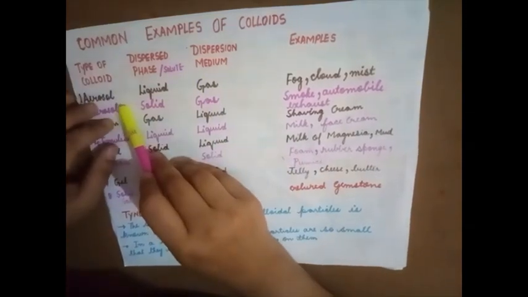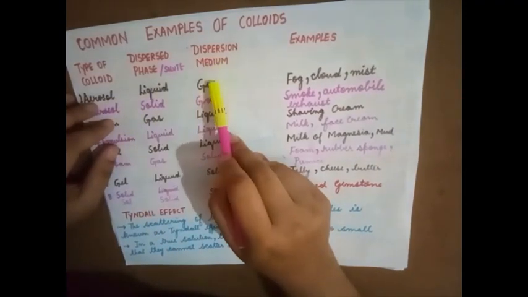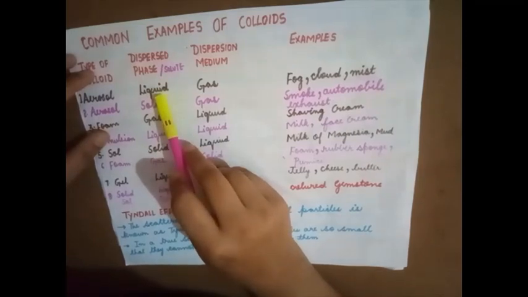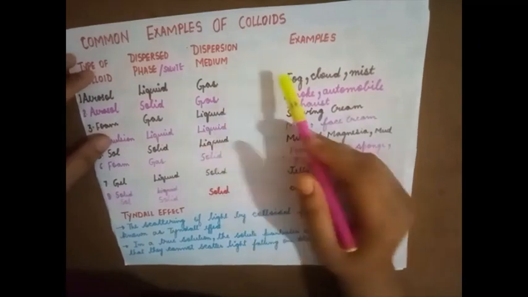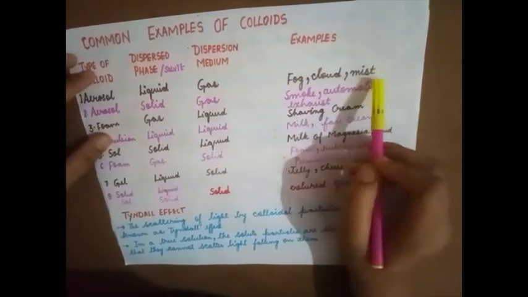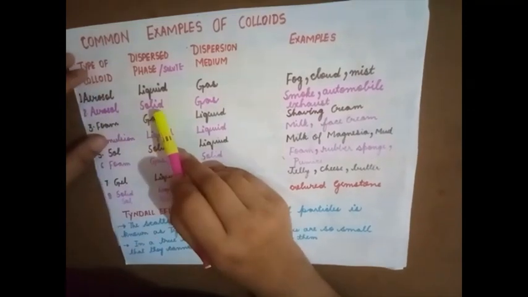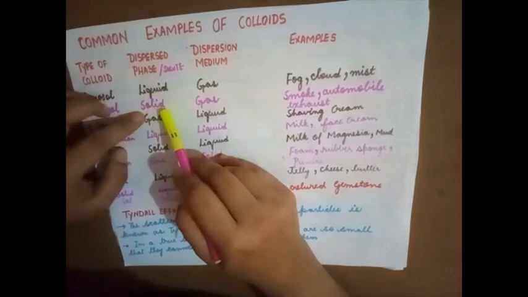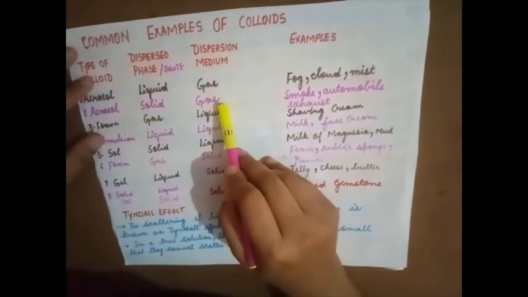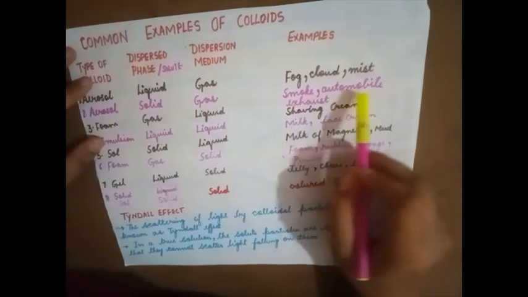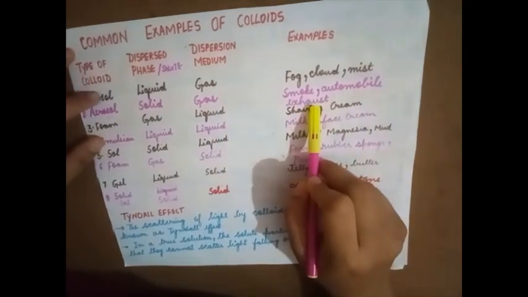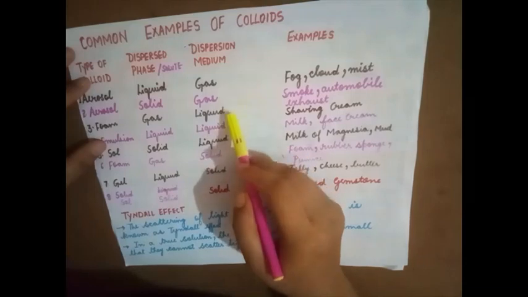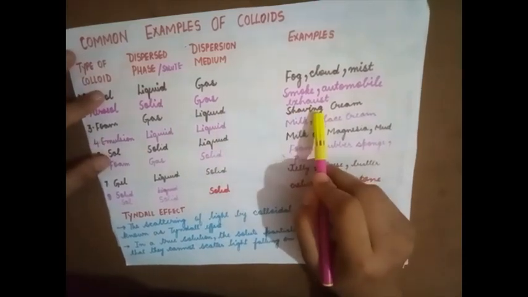Now let's see what the disperse phase and dispersion medium are for aerosol. Disperse phase is liquid, whereas the dispersion medium is gas. Examples are fog, cloud and mist. Aerosol can also be solid and gas, where disperse phase is solid and dispersion medium is gas. Examples are smoke and automobile exhaust. Foam. Disperse phase is gas, dispersion medium is liquid. Example is shaving cream.